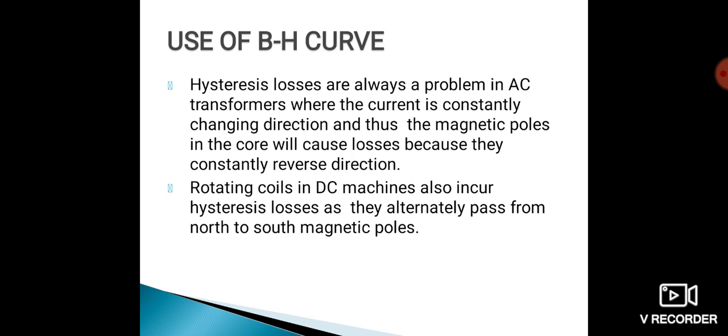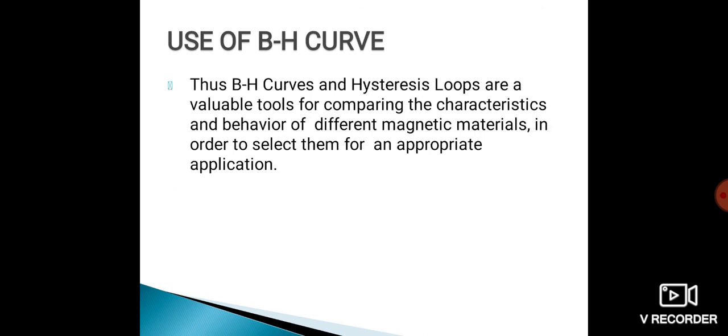The rotating coils in a DC machine also incur hysteresis loss, as they alternately pass through the north and the south magnetic pole. That means, a DC magnetic circuit has a permanent magnet with a permanent N pole and S pole, but while rotating, the machine passes continuously through the north pole and south pole. So, DC machines also have a higher amount of hysteresis losses. Thus, the BH curve and hysteresis loop are valuable tools for comparing the characteristics and behavior of materials.